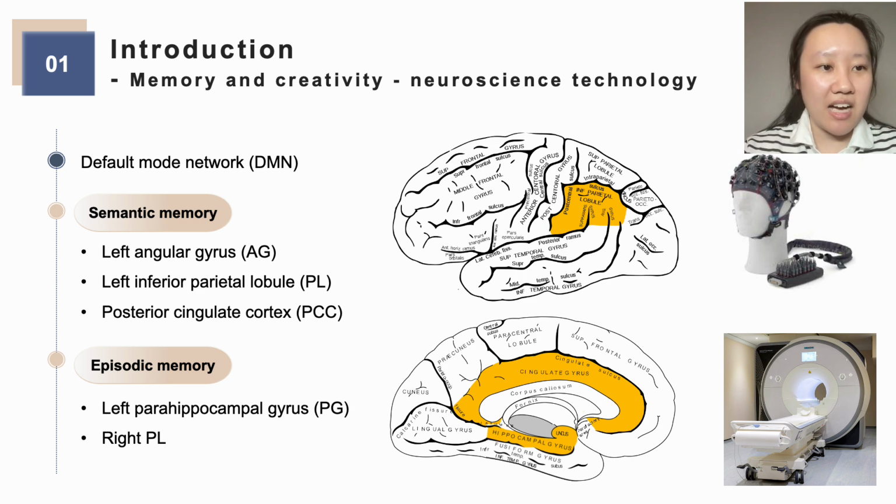It has been found that memory is related to a place of the brain called the MTL. And the researchers also went deeper, and found that the semantic memory will relate to the LAG, LPL, and PCC, while the episodic memory will be related to the LPG and RPL. I have also used two images to help you better understand where these areas are.